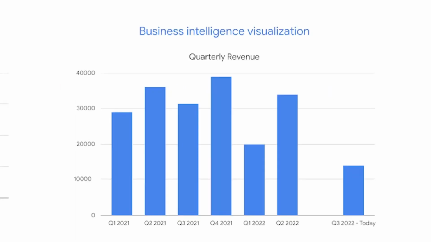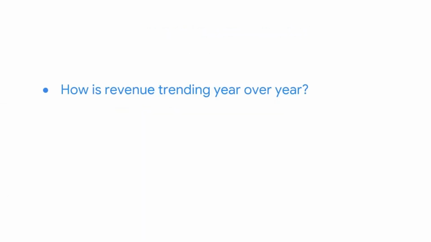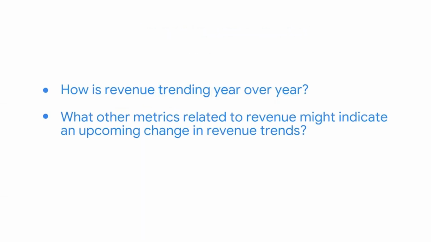A BI visualization, on the other hand, seeks to answer that question in the long term. So, BI professionals might ask, how is revenue trending year over year? And what other metrics related to revenue might indicate an upcoming change in revenue trends? A BI visualization tracks or monitors data that is relevant to an ongoing business question. This means that sometimes it's built for data that doesn't even exist yet.